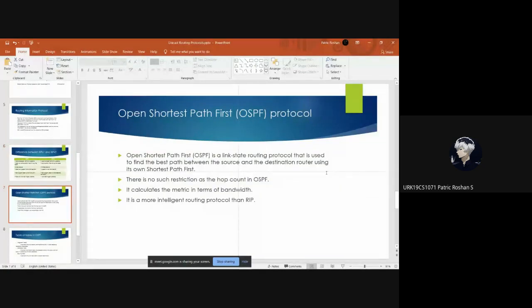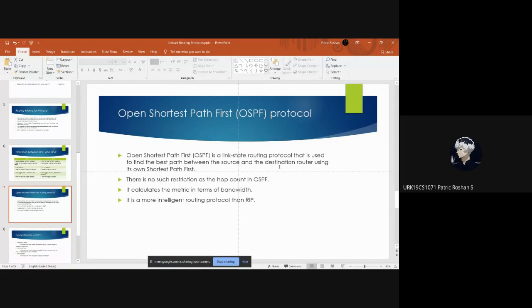Open Shortest Path First, OSPF, is a link state routing protocol. It is used to find the best path between the source and the destination, and there is no restriction such as hop count in OSPF. It will calculate the metric in terms of bandwidth. It is a more intelligent routing protocol than RIP.